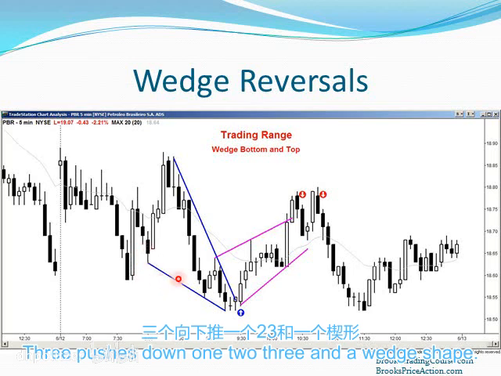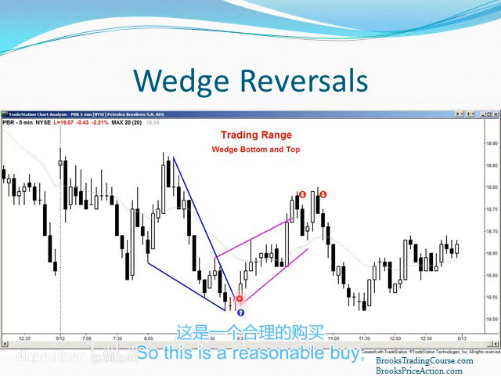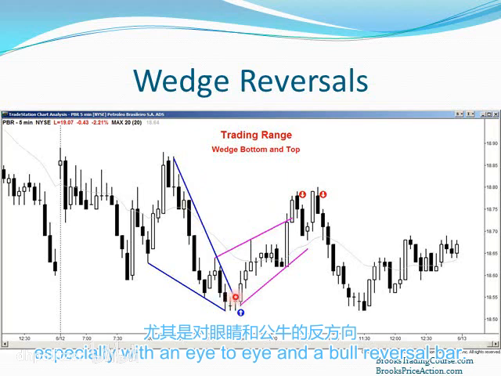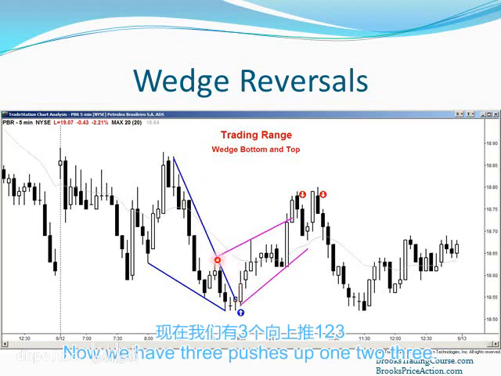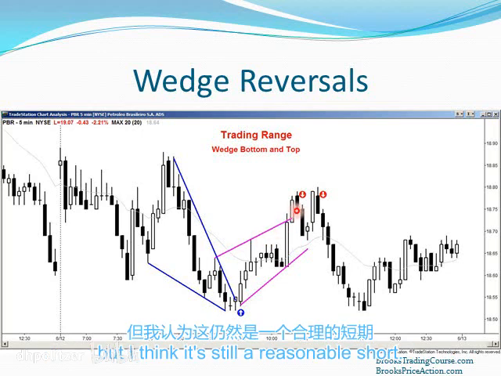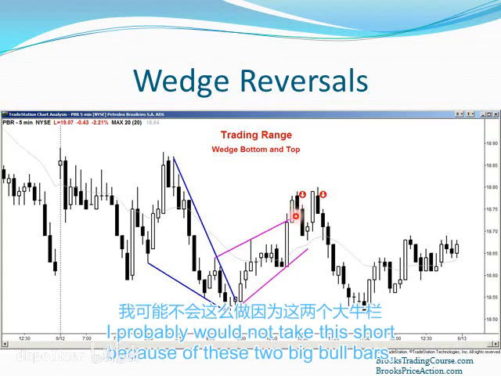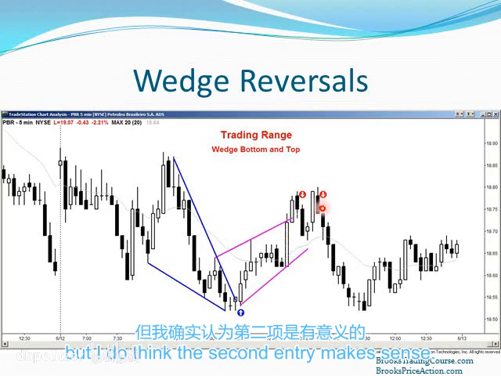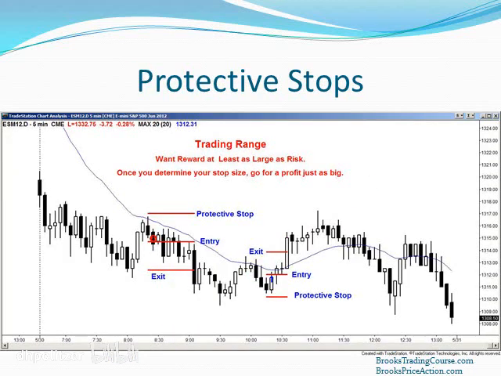3 pushes down, 1, 2, 3, in a wedge shape. So this is a reasonable buy, especially with an II and a bull reversal bar. Now we have 3 pushes up, 1, 2, 3. I know this does not have a very good wedge shape, but I think it's still a reasonable short. I probably would not take this short because of these 2 big bull bars, but I do think the second entry makes sense.